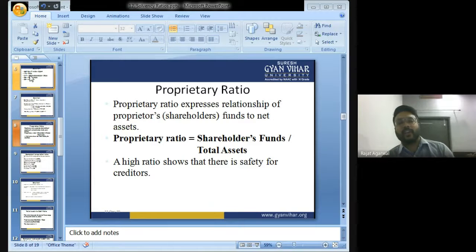We have already learned to calculate shareholder fund. Shareholder fund includes two parts, that is share capital and reserve and surplus. Share capital is inclusive of equity share capital and preference share capital. In total asset, we will take the total of non-current asset plus current asset. On the asset part, there are two parts, one is non-current asset and one is current asset.